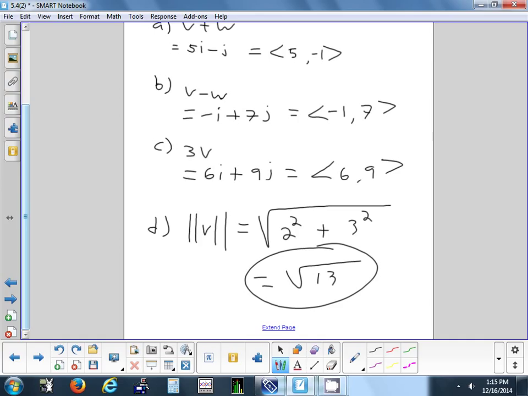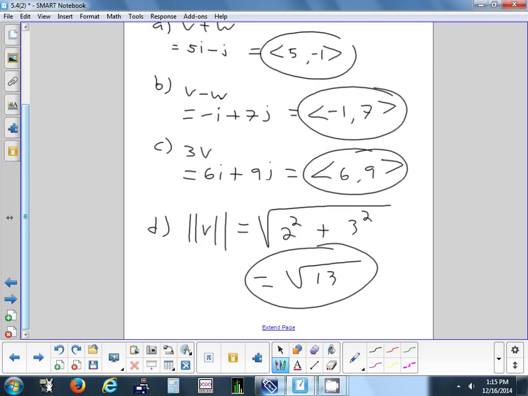What were these other answers? These are not coordinates. Coordinates look like this. These are vectors. Right. Okay? So when you find a magnitude, it's different than everything else. Scaling, the answer is a vector. Subtracting vectors, you get a vector. Adding vectors, you get a vector. Finding the length of a vector, number. It's just a number. Okay, so that answer is a little different than the other three. Okay, any questions on that? Okay.